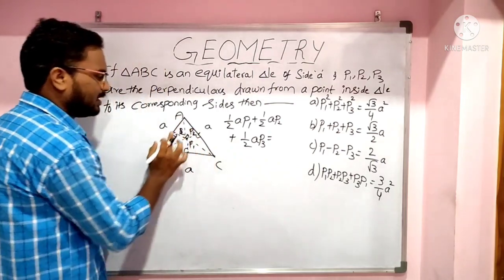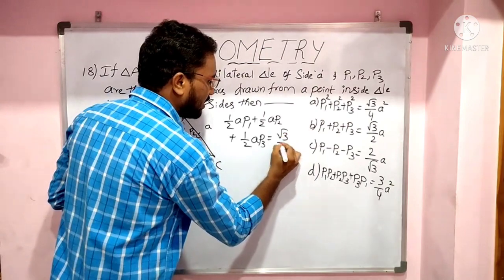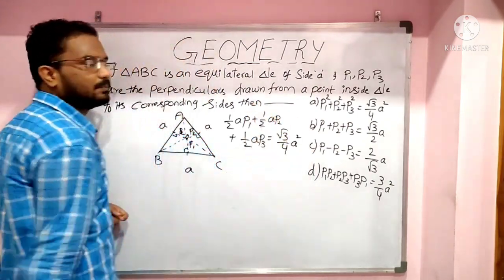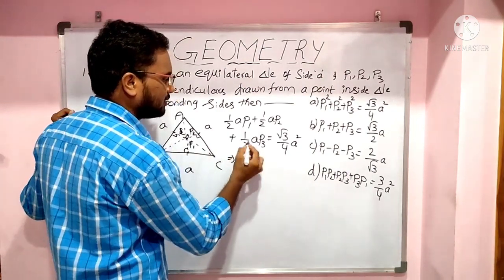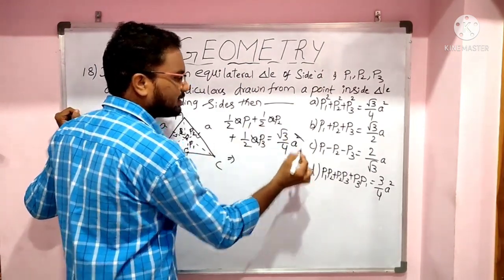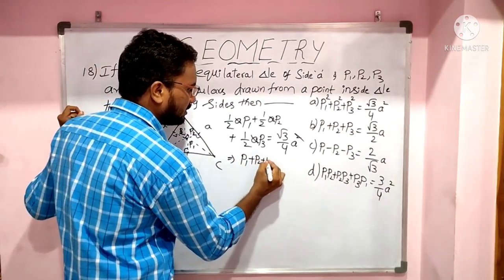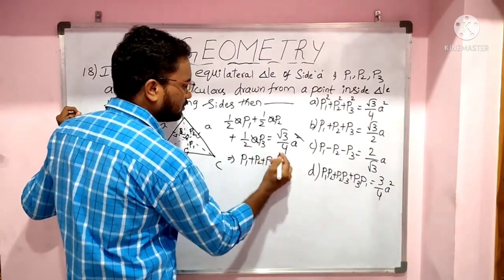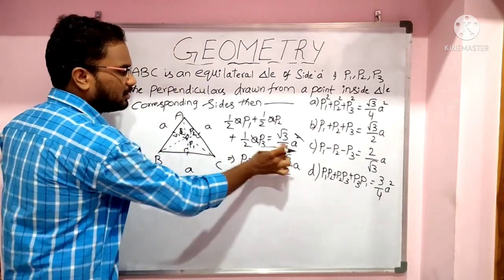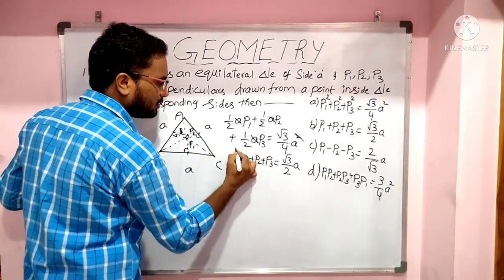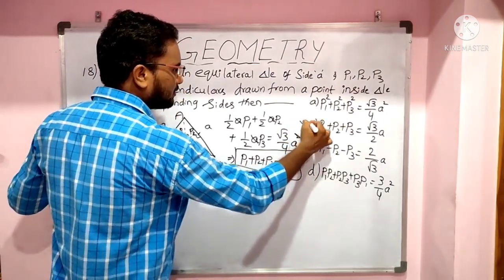So area of triangle ABC, this is an equilateral triangle of side A, so area will be root 3 by 4 into A square. If you take A as common, one A is cancelled. Then P1 plus P2 plus P3 equals 2 root 3 by 2 into A. If you take half as common, then 2 2s are 4. So root 3 by 2 into A. So P1 plus P2 plus P3 equals root 3 by 2 into A.